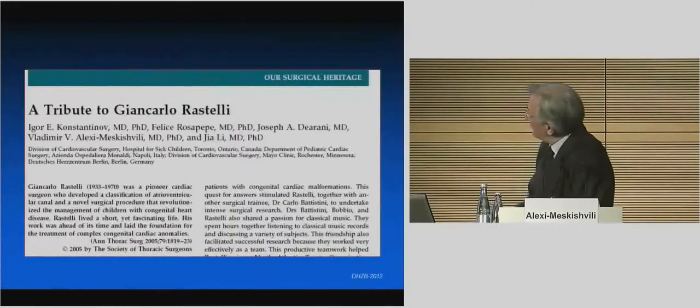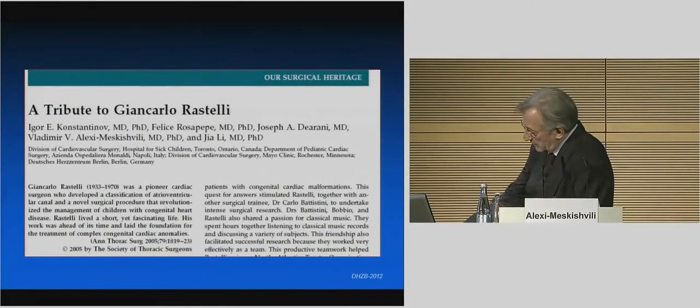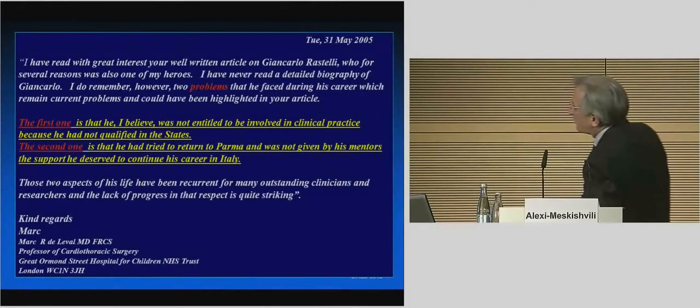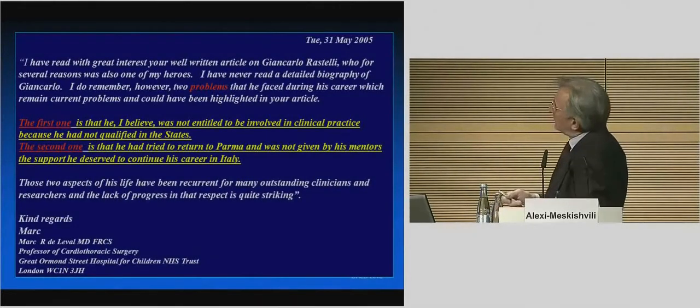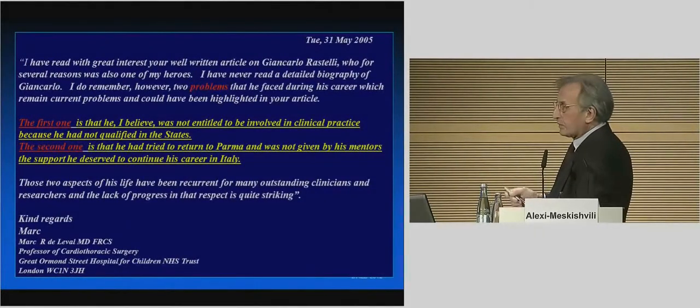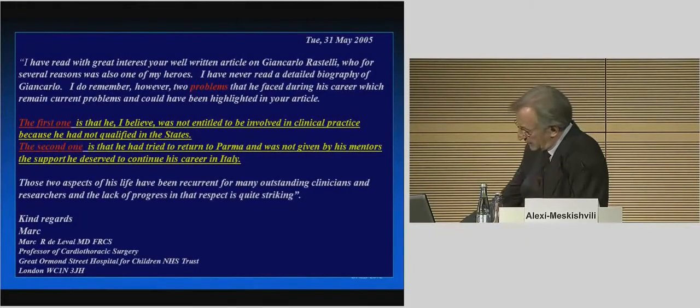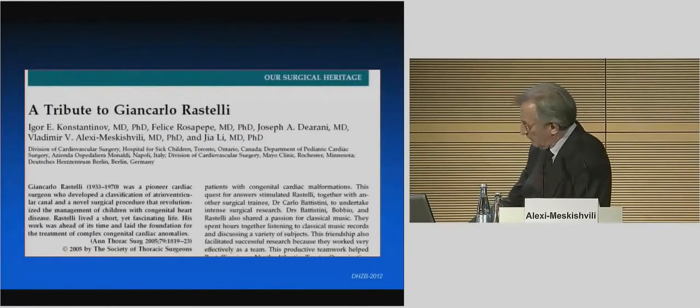It's interesting that we published a paper about Rastelli, connected to the sister of Rastelli, who gave us very interesting data about him. And after the publication, we got a letter from Mark Elliott, who wrote us that, interestingly, Rastelli never had permission in America to work as a surgeon. He had the only chance to work in the experimental laboratory. And when he wanted to go back to Italy, he had no support from his chief in Italy, and he wanted to stay in the United States. And this aspect still exists in the United States and maybe in other countries also.